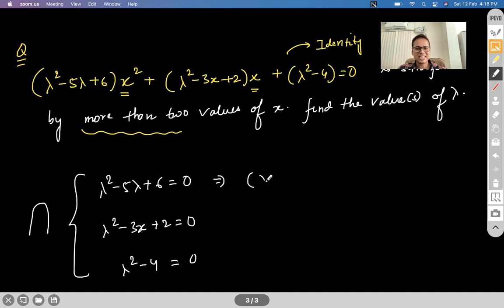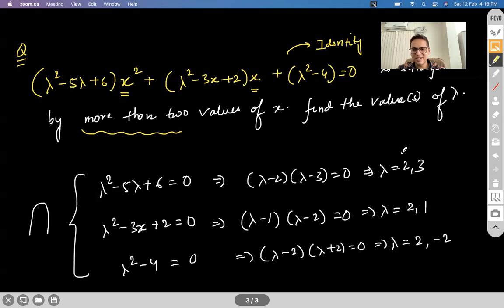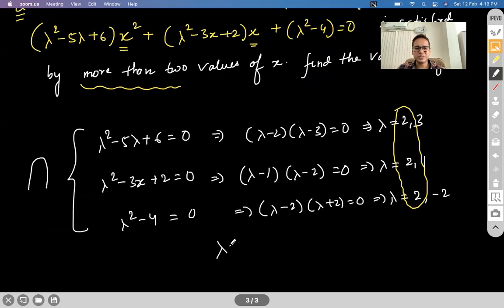Okay. So everybody knows that this is factorizable as this, which is nothing but 2 and 3. This is satisfied for one and two, or you can say two and one. And this is also satisfied for two and minus two. So out of these, you'll see that two is a value which is common to all of them. So if you choose your lambda value as two, it will make everything zero simultaneously. So the value of lambda is two here. This is your answer for this question.